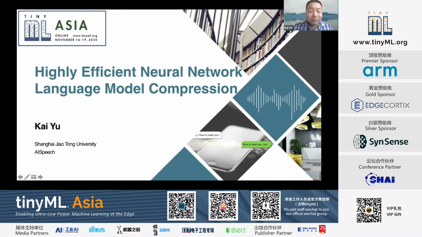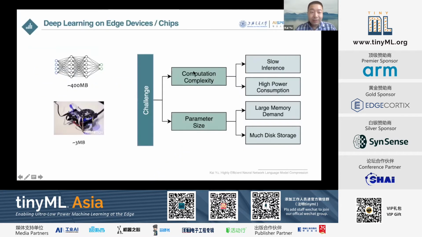Thank you for the kind introduction. It's my pleasure to give this talk to introduce our recent work on language model compression. We all know that deep learning on edge devices is quite important. Usually we care about two things: one is computation complexity, another is parameter size. Many researchers have been talking about computation complexity a lot, but today my focus is on reducing the parameter size, i.e. the memory side.